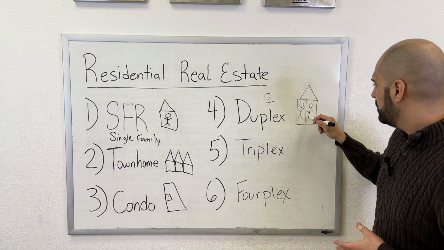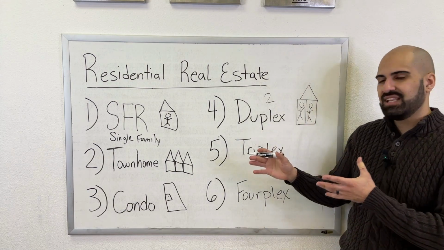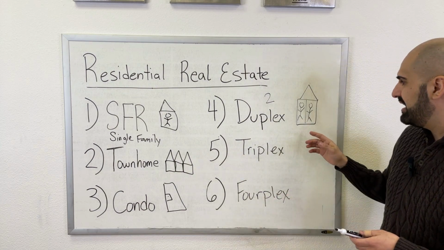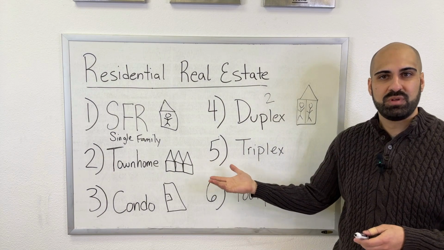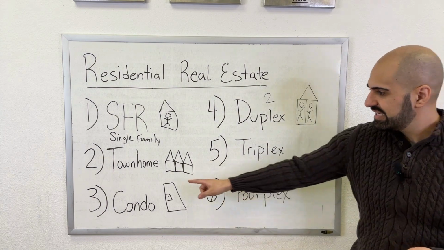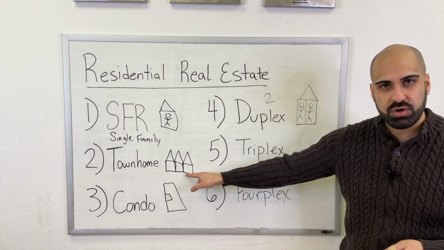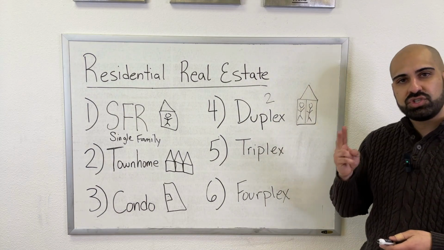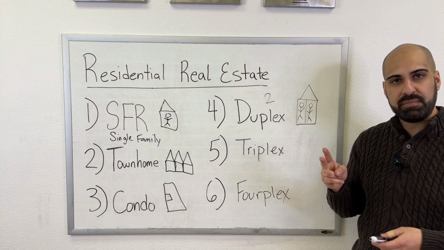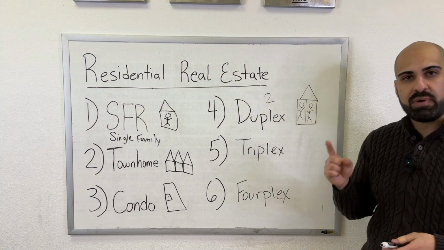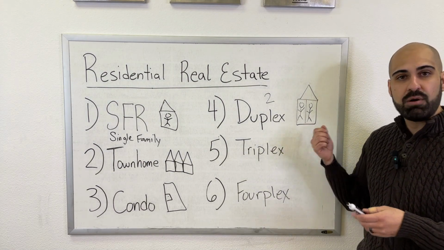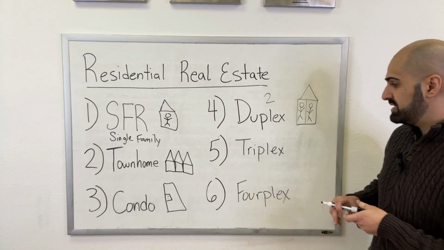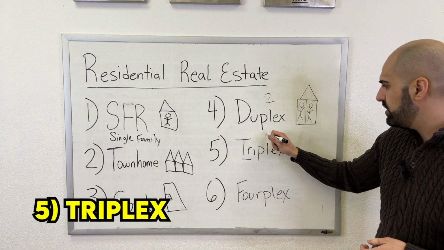Now, what's the difference between a duplex and, let's say, a townhome? If you think about it, these 2 units share a wall with one another, just like these townhomes share walls with one another. The difference is, like I said, each townhome has an individual owner. This duplex, even though there are 2 units inside of it and 2 families living there, the whole property is owned by one person, and they might live in one of these units, or they're just renting out both of them to tenants. The same goes for triplex, which is 3, right?